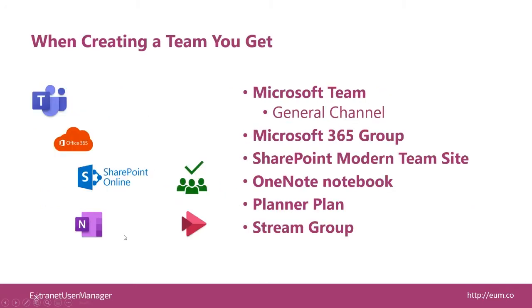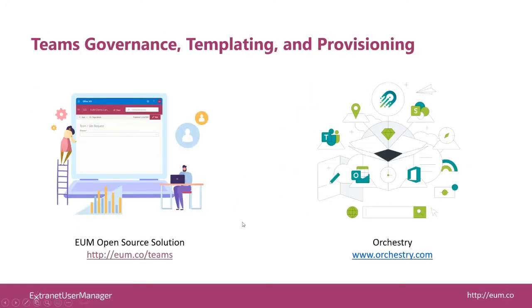So one of the things to realize when you create a Microsoft team, you don't actually just get a team. You get what's called a Microsoft 365 group under the hood of that, and that includes a SharePoint Modern Team Site, a OneNote notebook. It may include a Planner plan, a Stream group. So there's a lot of artifacts that get created as part of that you need to be aware of. And how do you manage that? There's different ways you can apply some governance around that.